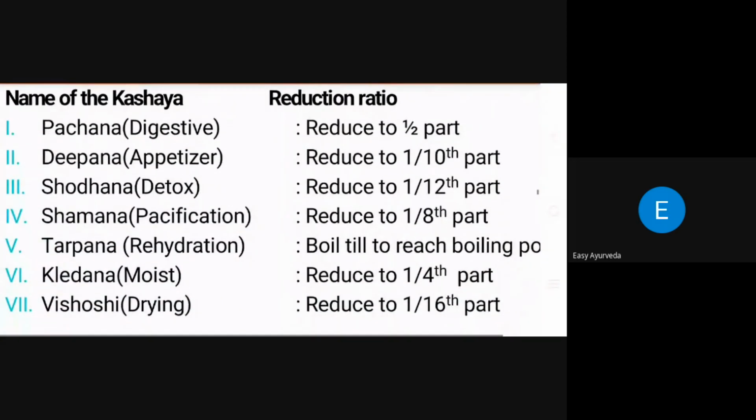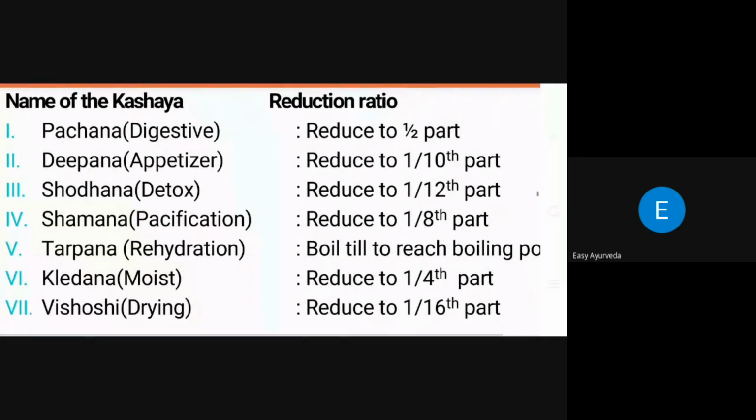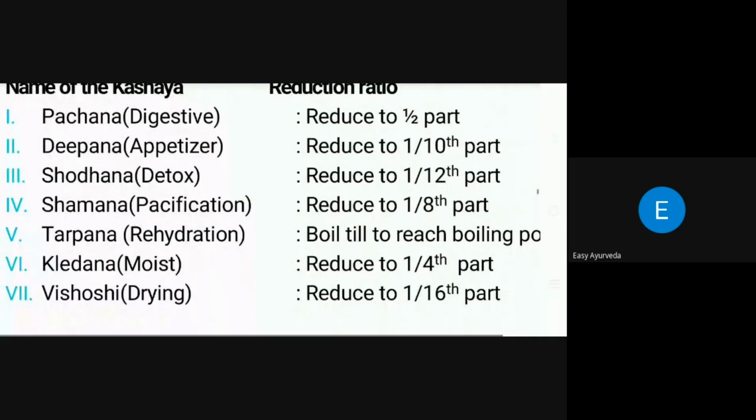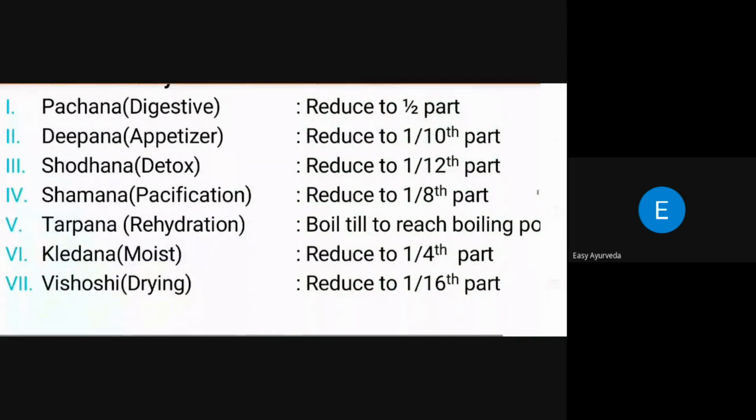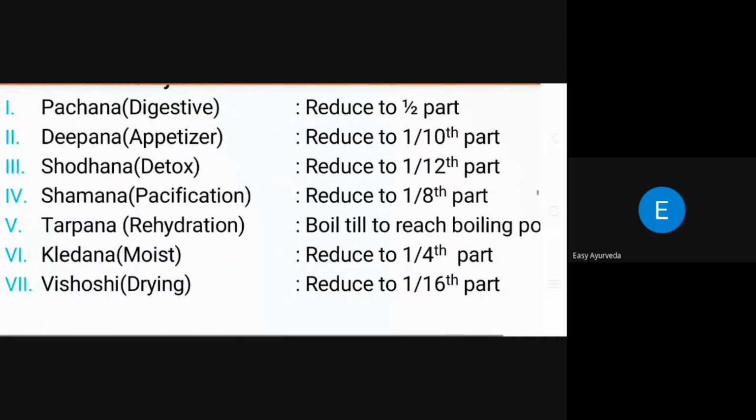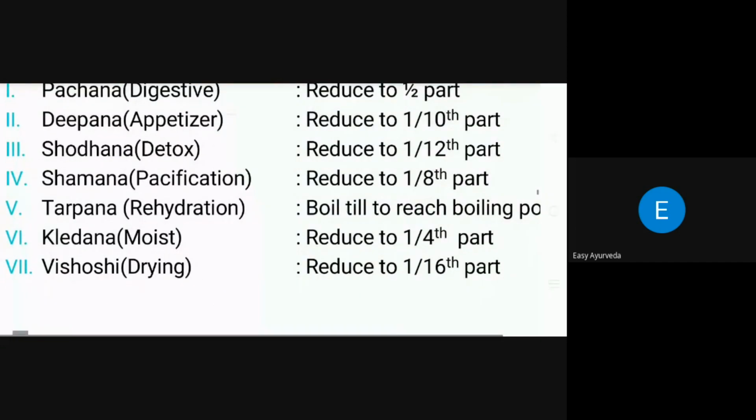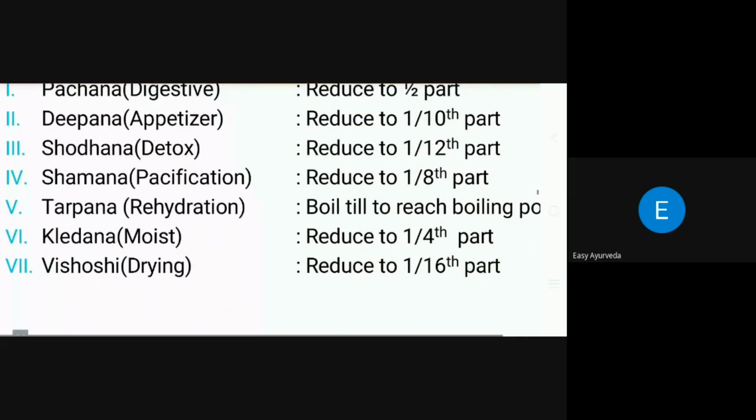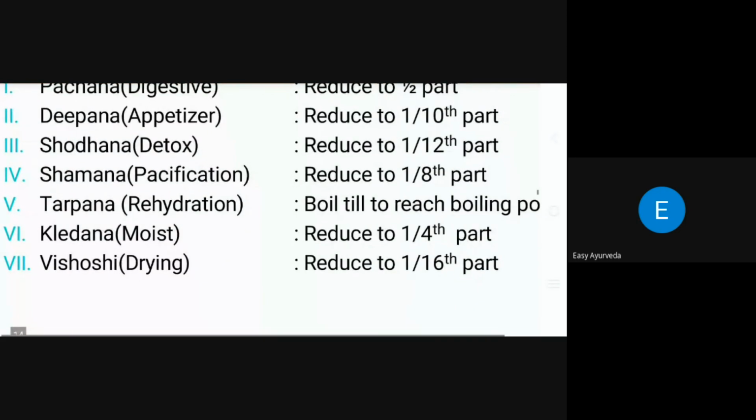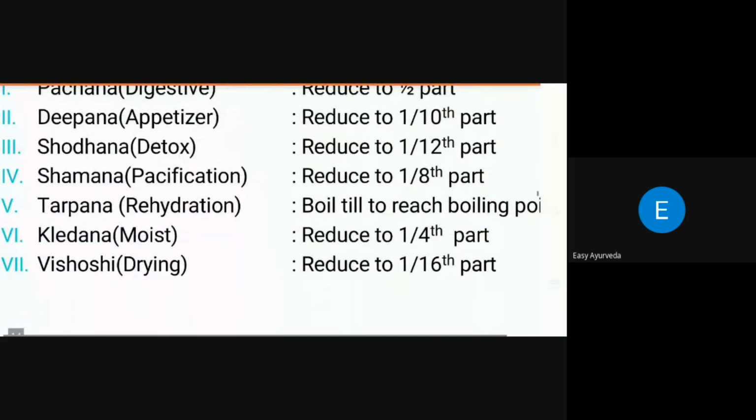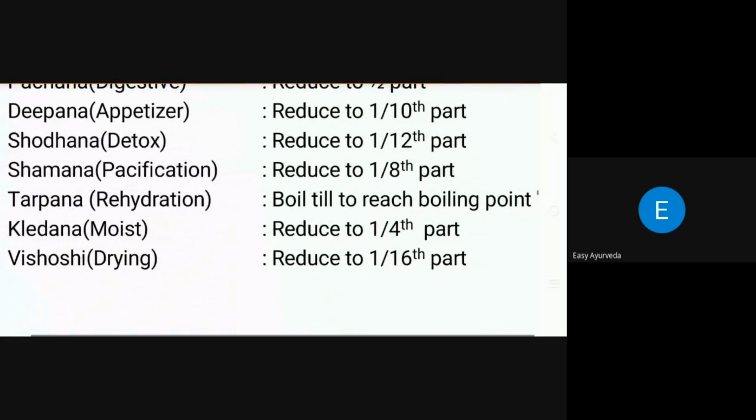Next, come to the Deepana Kashaya. Deepana Kashaya should be reduced to 1 by 10th part of the total quantity. If you want Shodhana Kashaya, we have to reduce it to 1 by 12th part. For Shamana Kashayas, we use 1 by 8th part reduction. Tarpana Kashayas are for nourishment purposes. Here, we do not reduce any part, but boil it till it reaches the boiling point.